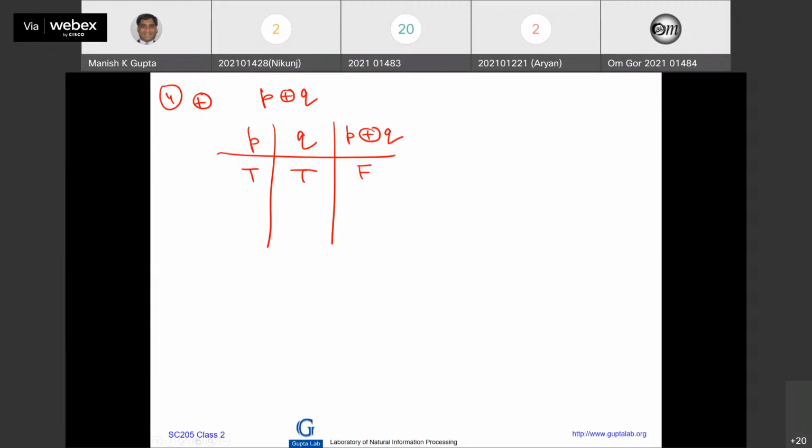True, true, false. 1 plus 1 is equal to 0, right? You know that. True, false, true, false, true, true, false, false. So these four of them are very easy. Now I am going to look at some more complex propositions, right? Or kind of connections between them.